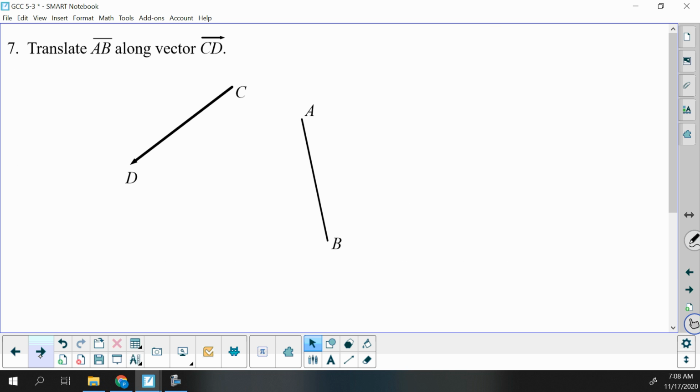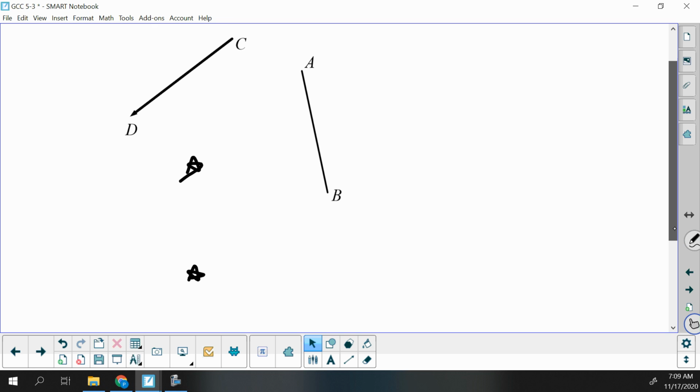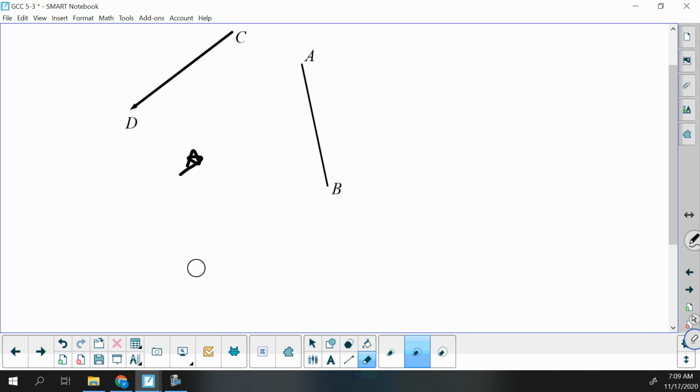Alrighty, so let's go down. We're going to do number 7. We're going to translate segment AB by vector CD. So I always like to just kind of make a prediction. If you're going to take A and slide it the distance of CD and in the direction, A is going to be around here, and B is going to be around here. Okay, so we know that's where we should end up, but we want to find that exactly, so we'll use our compass and our straight edge.